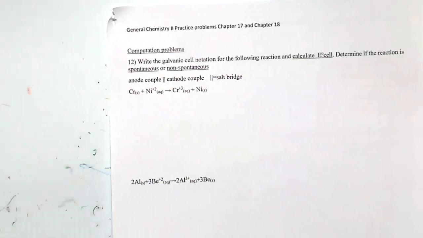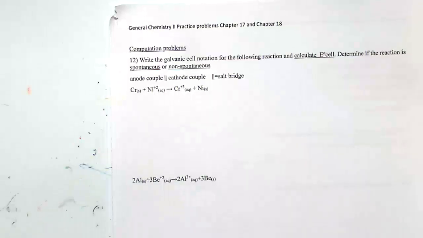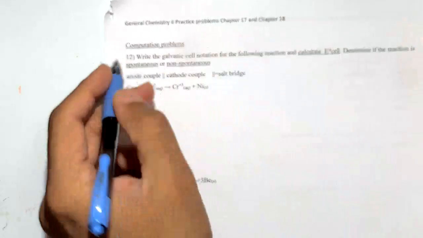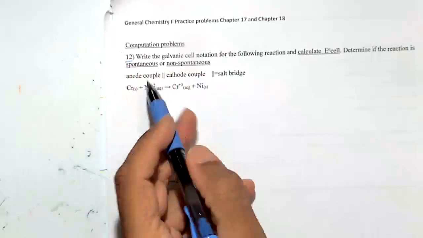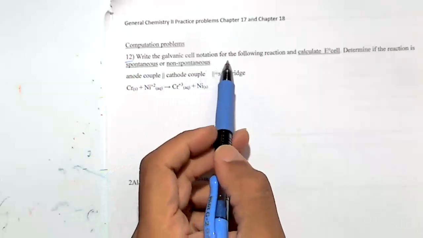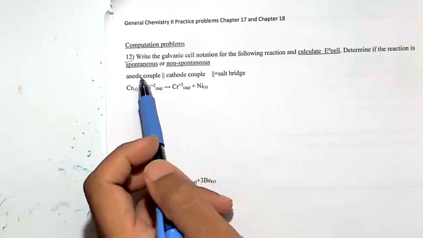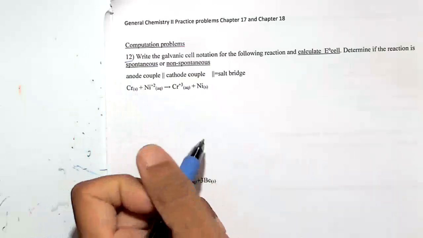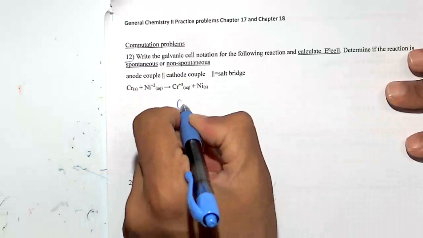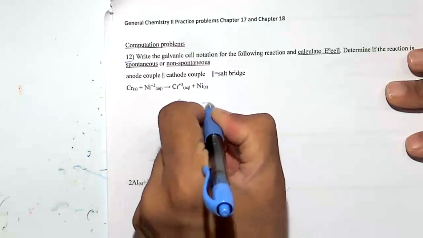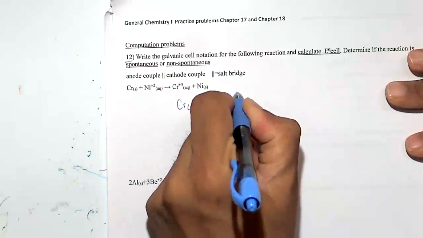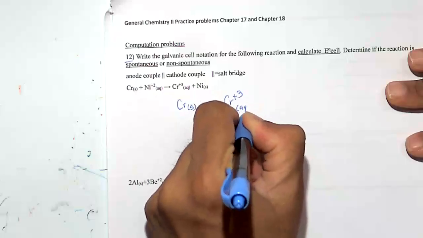So these are sample problems from your test, so your test will be just like this. I just changed the numbers here and there, the reaction. So sample problem number 12. Write the galvanic cell notation for the following reaction and calculate the E cell. Determine if the reaction is spontaneous or non-spontaneous. So we have here chromium solid going to Cr plus 3 aqueous.